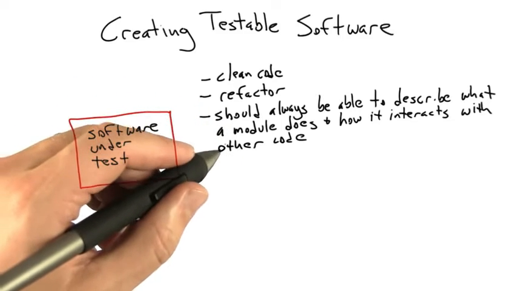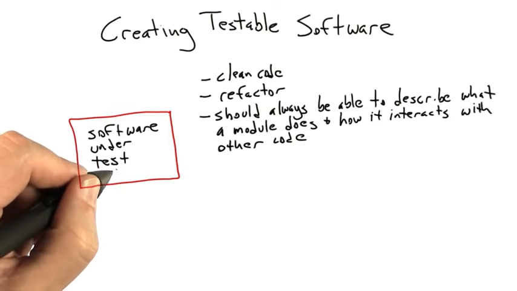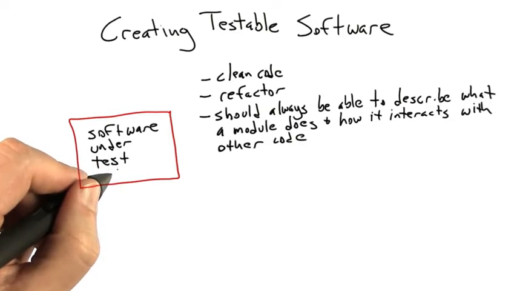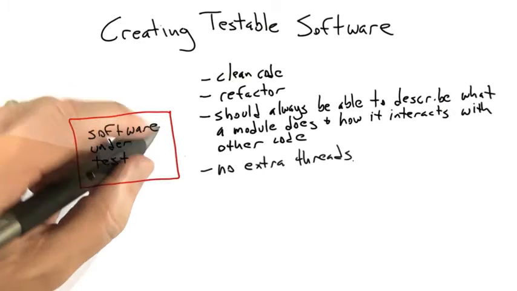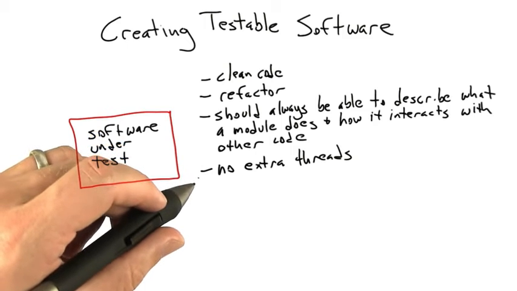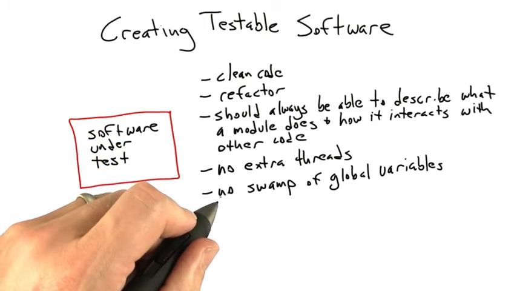If we find ourselves in a situation where we can't clearly describe all of the dependencies that our module has with the other modules in the system, then we're probably in a situation where we've created software that can't be tested effectively. Code should never have any more threads than it absolutely needs to get its work done. The software should not be a swamp of global variables.